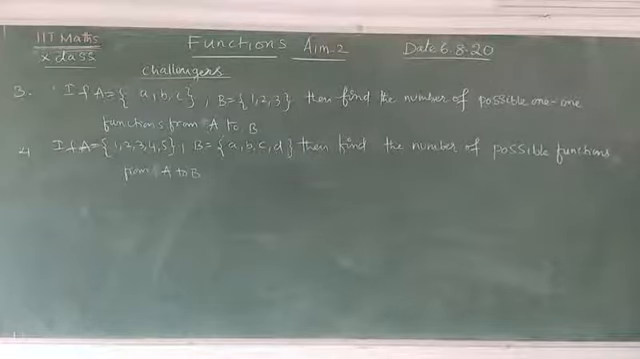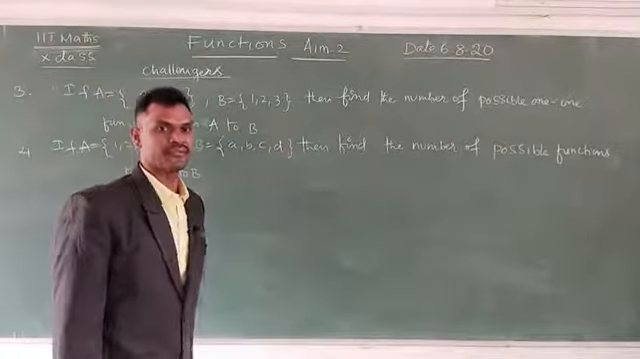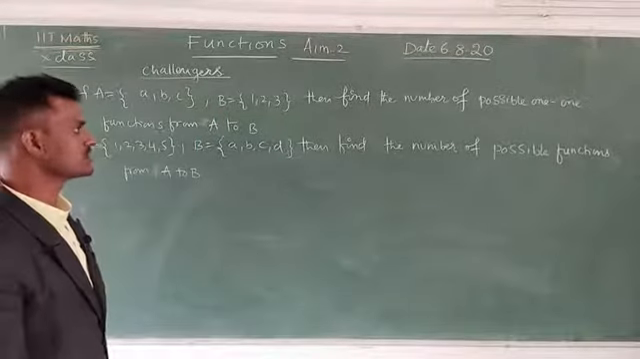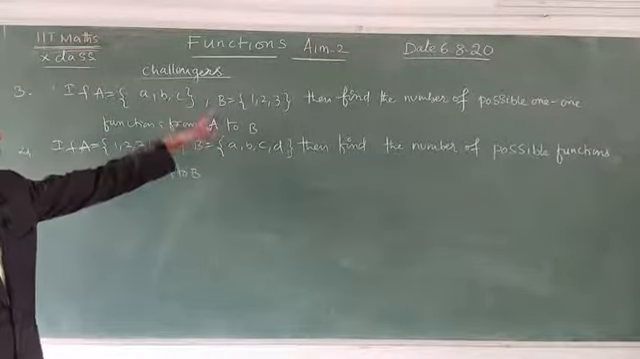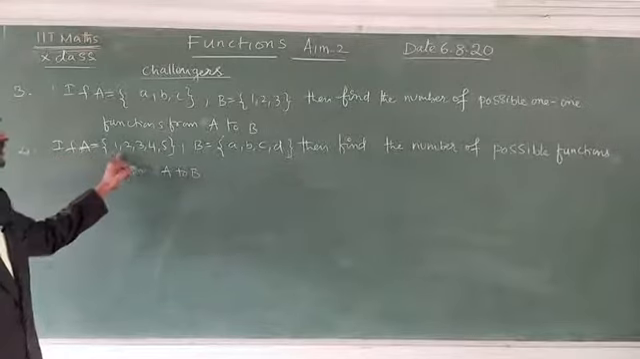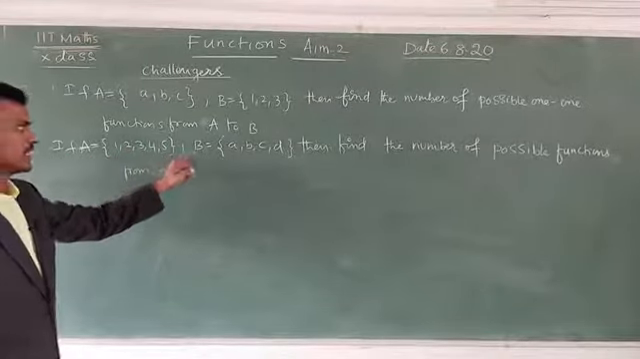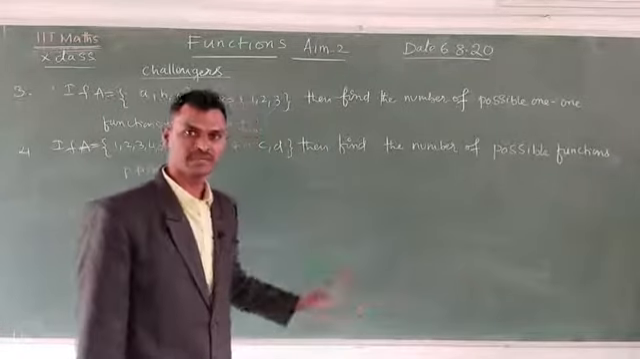Next question, third one. If A is the set {a, b, c} and B is the set {1, 2, 3}, then find the number of possible one-one functions from A to B. This one also is homework, you have to do it. Fourth one, if A is the set {1, 2, 3, 4, 5} and B is the set {a, b, c, d}, then find the number of possible functions from A to B.